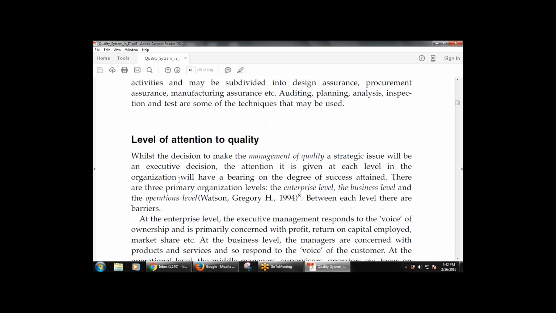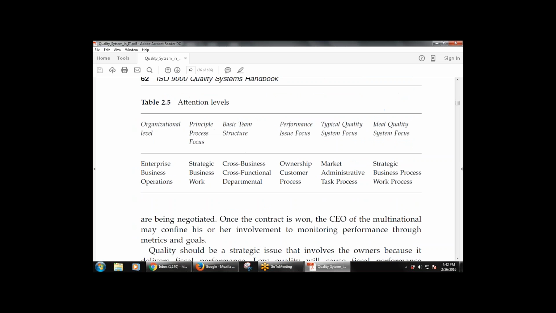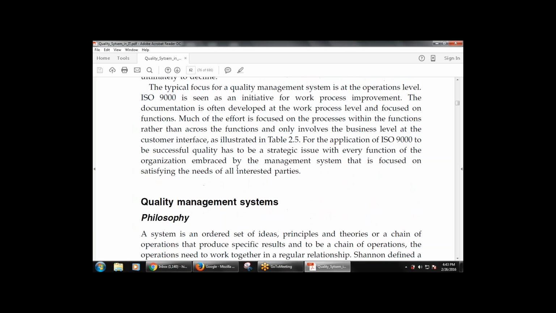And there are multiple levels of attention to quality, that is the management of quality. There are three levels: one is the enterprise level, then the business level, and the operation level. These are the various levels that are focused on.